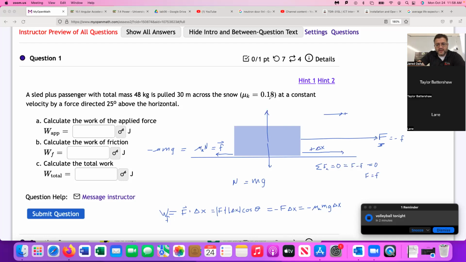Force is also going to be applied force in this problem. They have the same magnitude. Your friction pushes back on the box as much as you're pulling forward on the box. Okay, so they're the same magnitude.